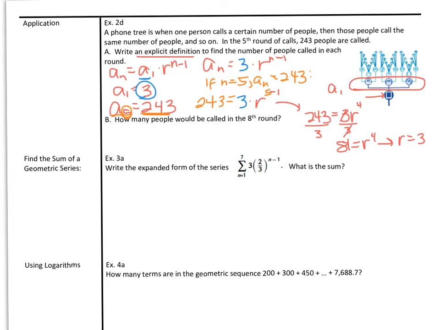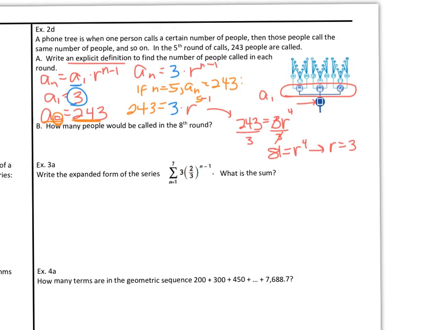Our formula then, and I've totally run out of room here, so I'm going to give myself a little bit more space. Slide this over a little bit. Our formula would then be a sub n equals a sub 1, which is 3, times our pattern, calling 3 people, to the n minus 1 power. And remember, for an explicit formula, this is valid for when n is greater than or equal to 1.